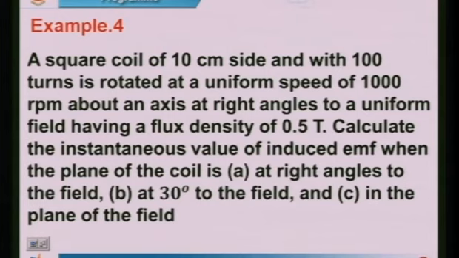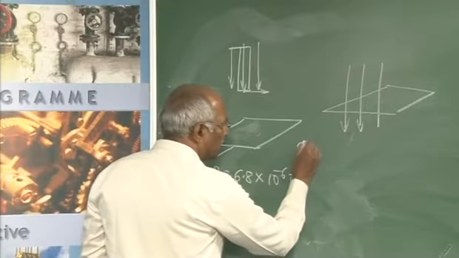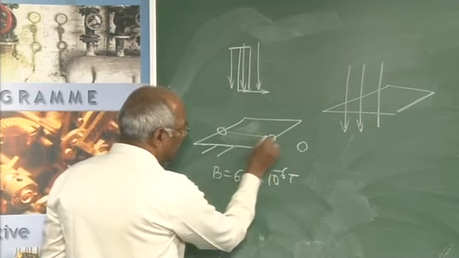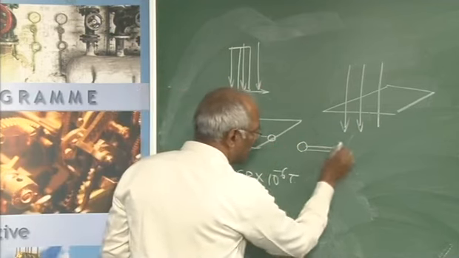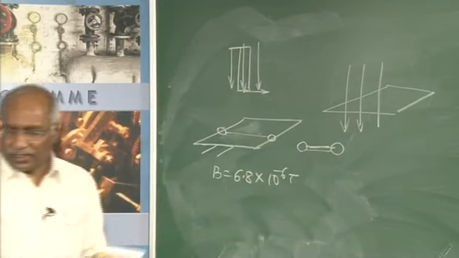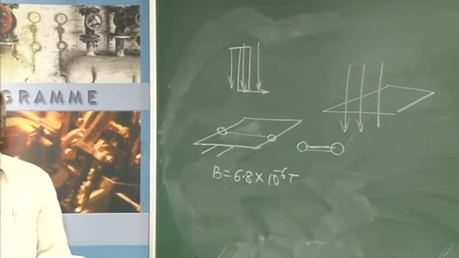Here this is the coil, and I will just represent it this way. I will take this one and this one. This portion is connected here. That is what I will show here now. And this is the plane of the coil.